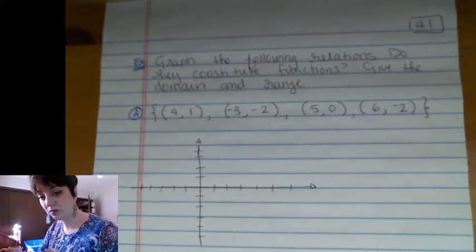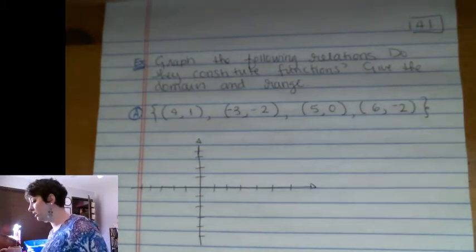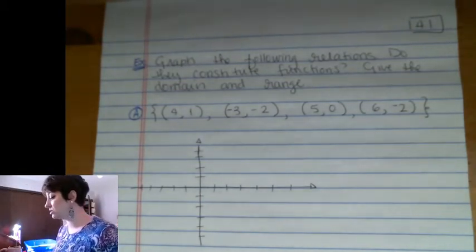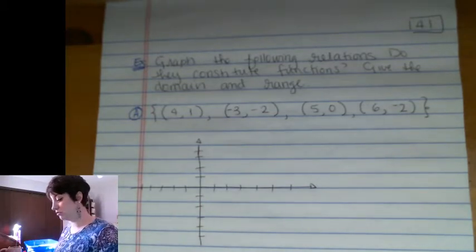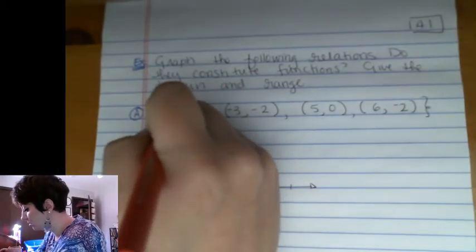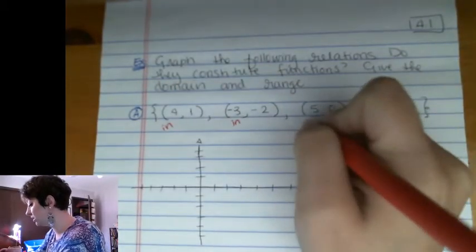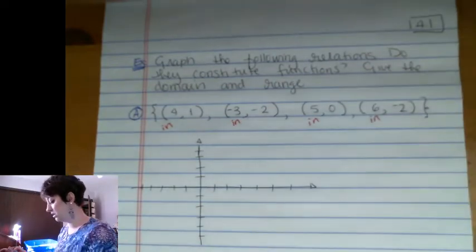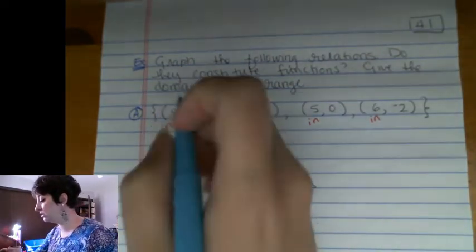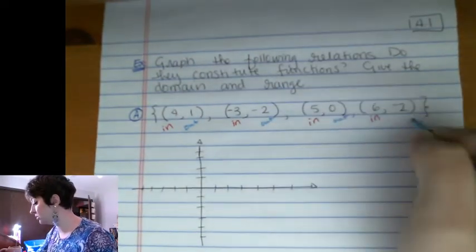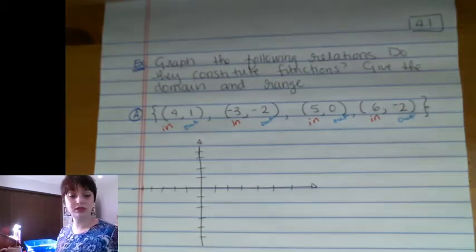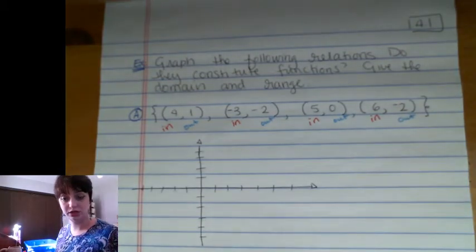So here, this first one, graph the following relations. Do they constitute functions? Give the domain and range. So remember that the first coordinate is your input and the second coordinate is your output. I think I was using red for input. So the first coordinate is your input. The second coordinate is your output. Now these are graphed this exact same way we were doing points before. I'm just writing this in and out so that we remember what these mean in terms of relations and functions.